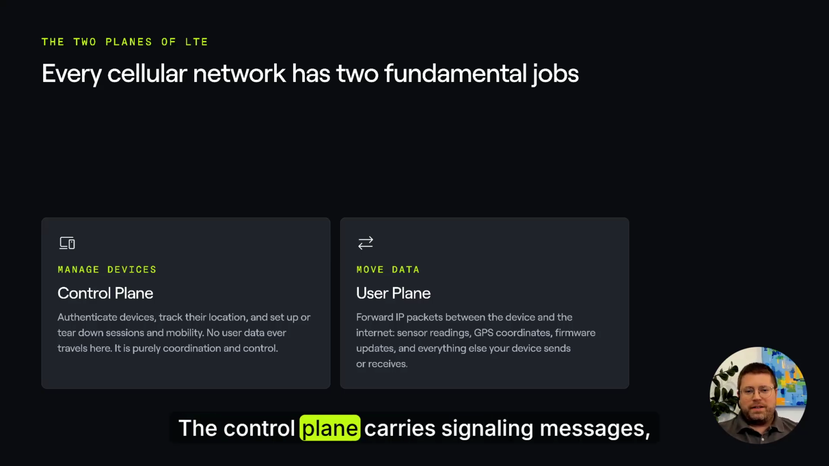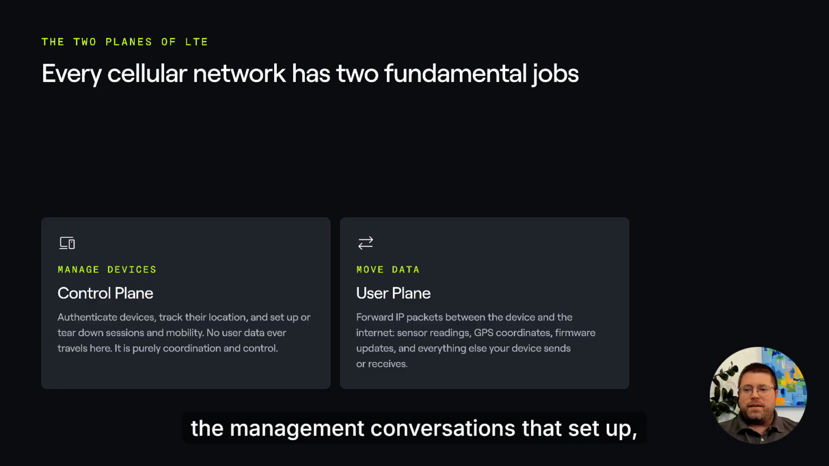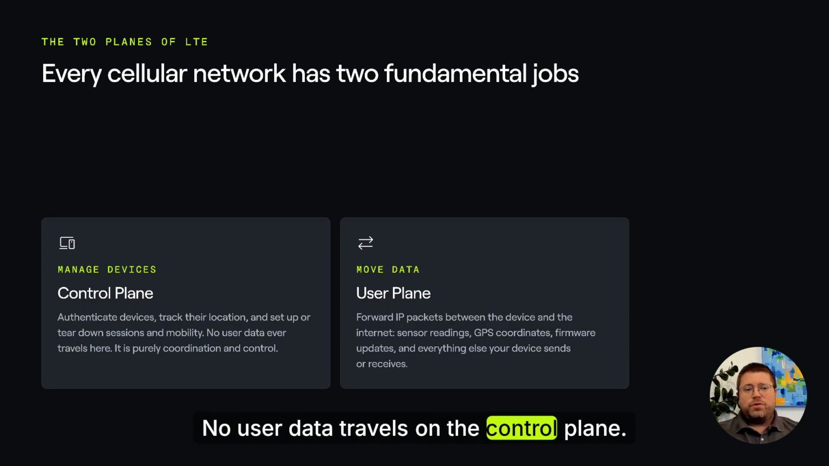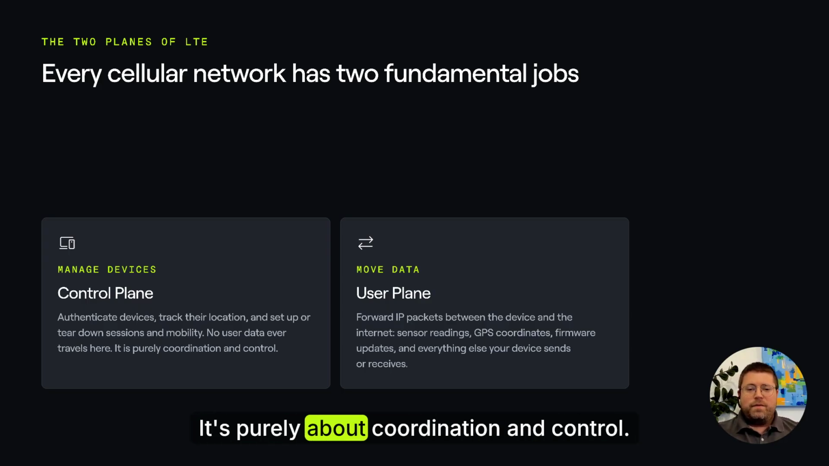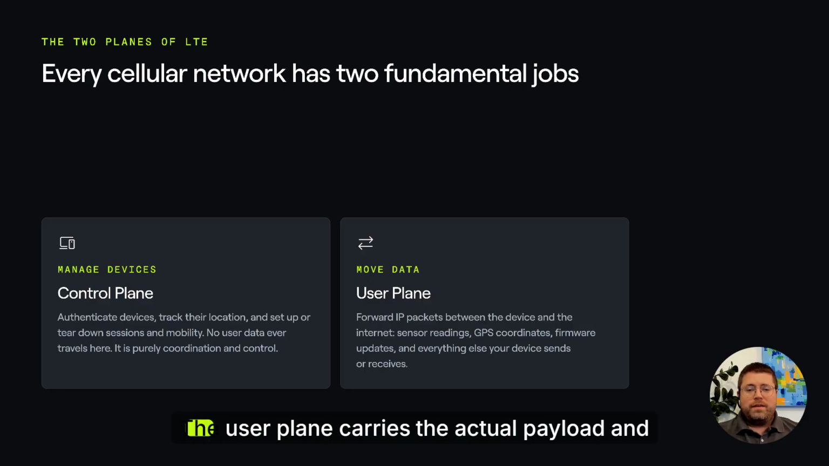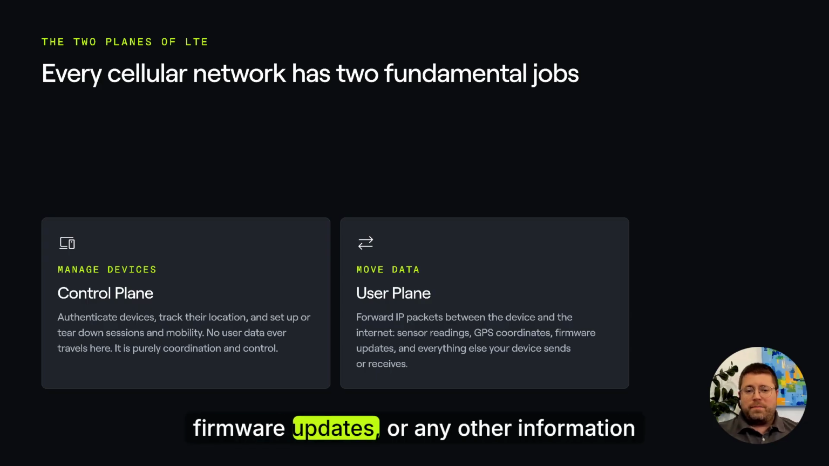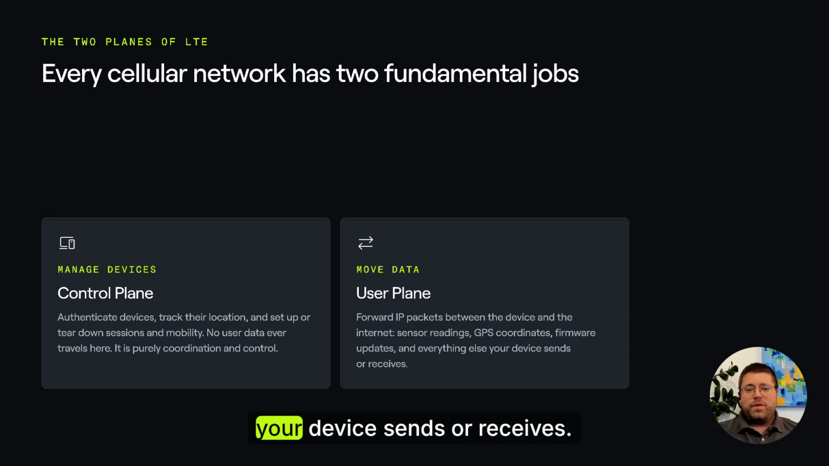The control plane carries signaling messages, the management conversations that set up, maintain, and tear down connections. No user data travels on the control plane. It's purely about coordination and control. The user plane carries the actual payload, your sensor readings, GPS coordinates, firmware updates, or any other information your device sends or receives. The user plane is the data highway.